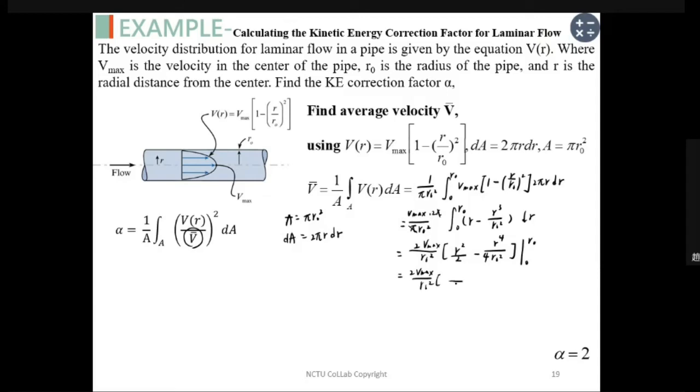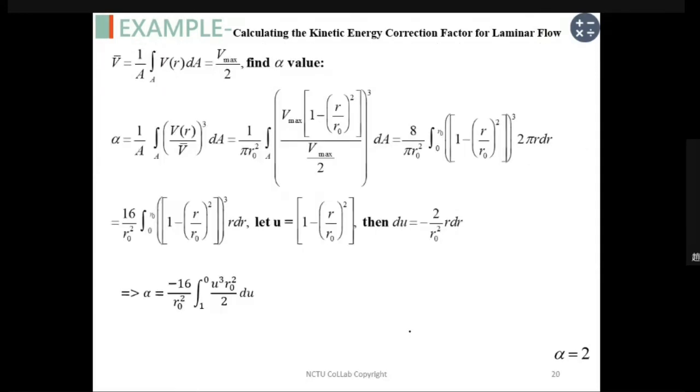Okay, and then the integration interval is from 0 to R0. So we just put the R0 inside the integration. So there is 2 over R0 squared minus 4 over R0 squared. So this is actually equal to 2 over V maxima. So right now we know that the mean flow velocity in the pipe flow is V maxima over 2.